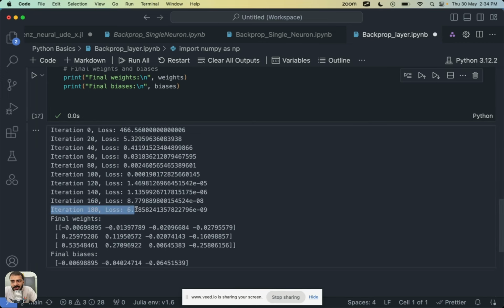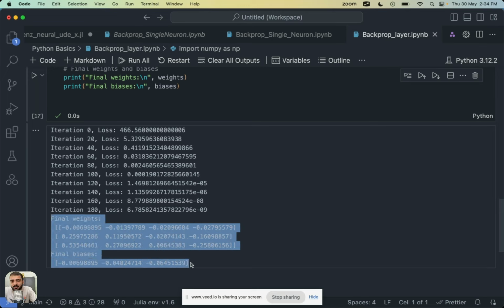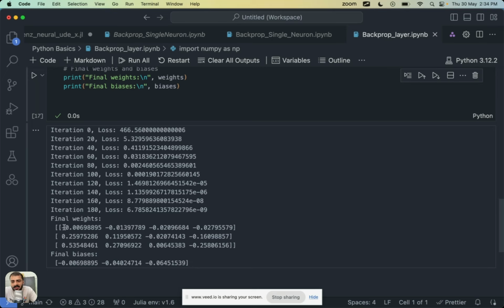So look at the loss at iteration 180. The loss is 6 into 10 raised to minus 9, which means the loss is almost zero. And now our neural network is trained, which means that we have the weights and the biases which minimize the loss. These are the 12 weights and these are the 3 biases which minimize the loss, or these are the weights and biases for which the output of this neural network with 3 neurons is closer to 0, which was the true value.